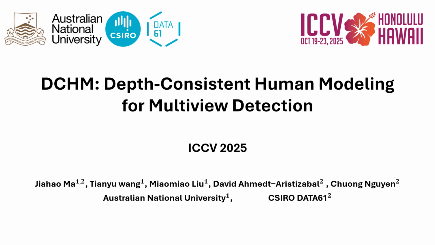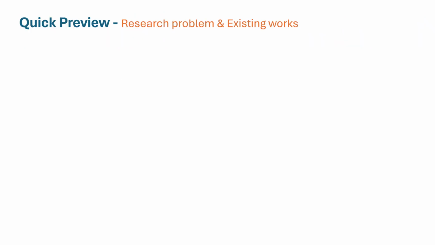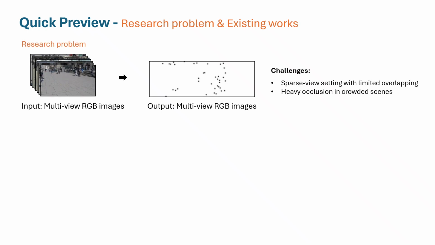I'm Jiahao. I'm going to introduce our work, depth consistent human modeling for multiview detection. Multiview pedestrian detection aims to localize pedestrians on the BEV plane, but it is challenging in crowded scenes with sparse camera views and heavy occlusion.